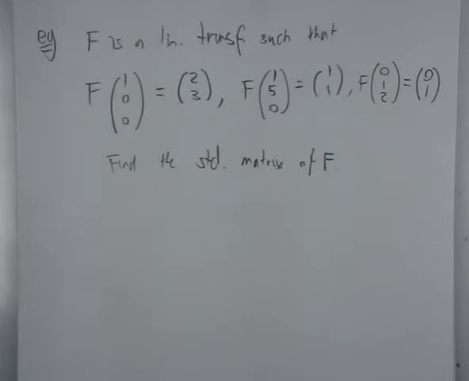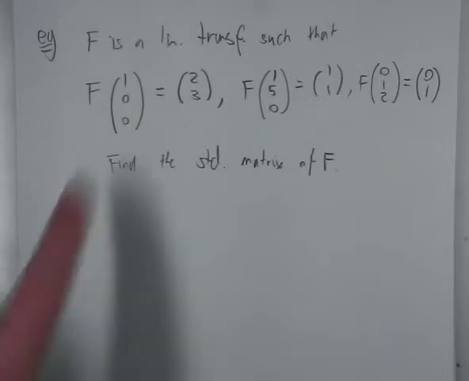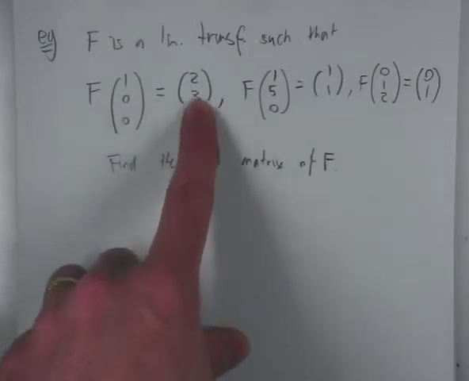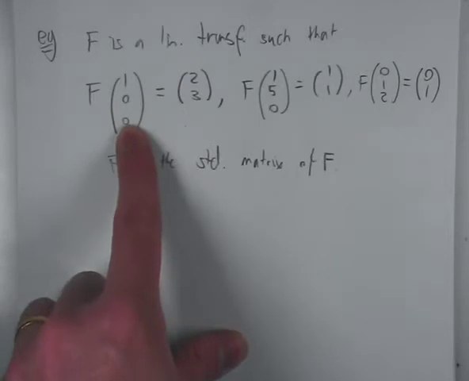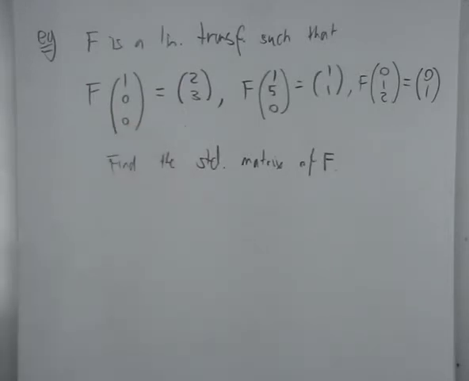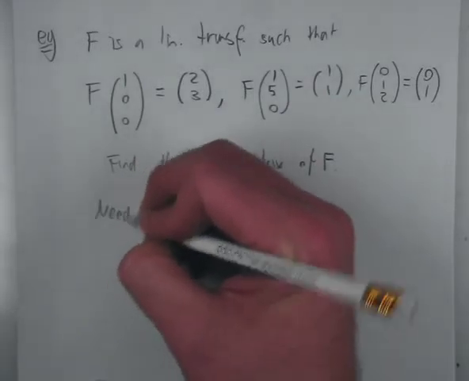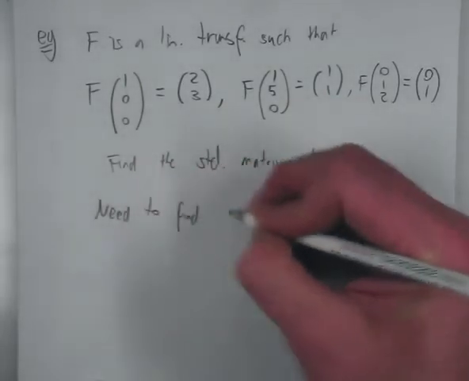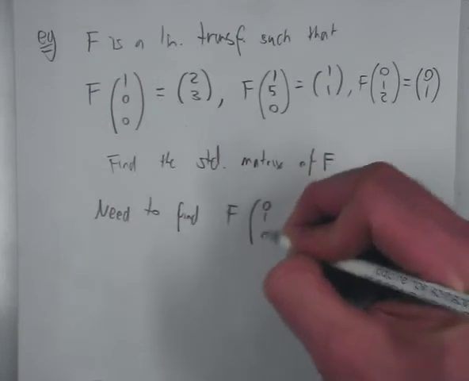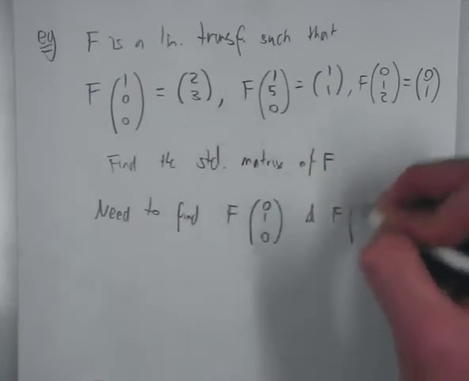So if you want to find the standard matrix, you need to find out what f of (1, 0, 0), f of (0, 1, 0) and f of (0, 0, 1) are. So we already have the first column. The first column is (2, 3), because that's the correct one there. We now need to find the other two columns. So we need to find these two.